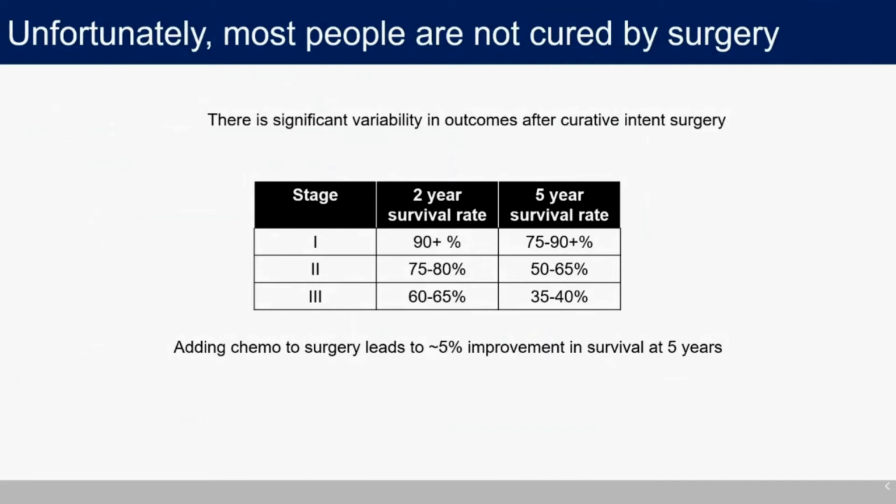Our historical standard has been to try to improve those odds by giving chemotherapy for 12 weeks afterwards. But that only yields modest survival gains to the tune of 5% improvement in survival at 5 years. So can we use circulating tumor DNA to do better, to help identify those patients who are cured versus those who are not cured? So can we advance to the next slide?